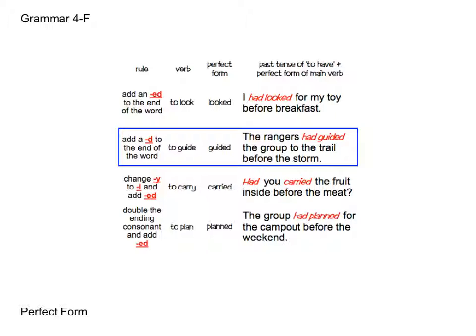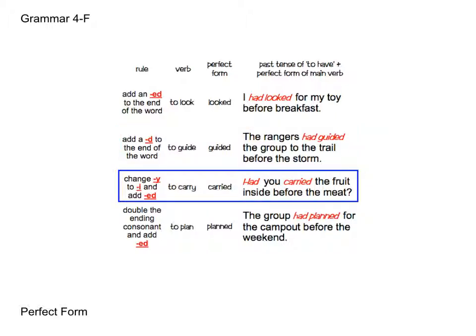Next, we have that you can just add a D to the end of the word if it already ends with an E. So here we have to guide. You can see before conjugating it, guide ends with an E. So to make it into perfect form for that main verb, we just add the D and make it guided. So the rangers had guided the group to the trail before the storm. Once again, we're showing that they had been guided and then the storm occurred. So it's a past event before another past event.